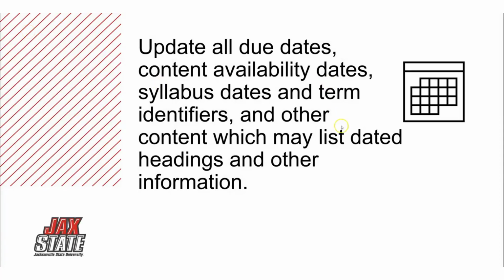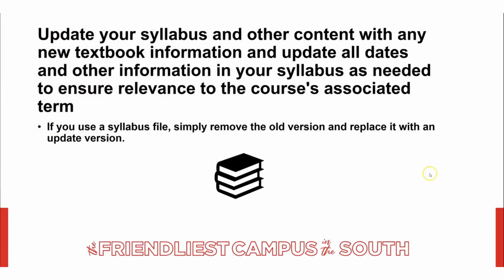The next important thing that you need to do is update your syllabus and other content with any new textbook information, and update all dates and other information in your syllabus as needed to ensure the relevance of your course associated term. So if you just use a syllabus file, then you would just need to go in and change the term and change the date in your syllabus, and then just remove that old version and replace it with the updated version.